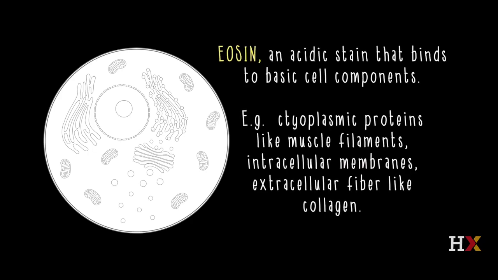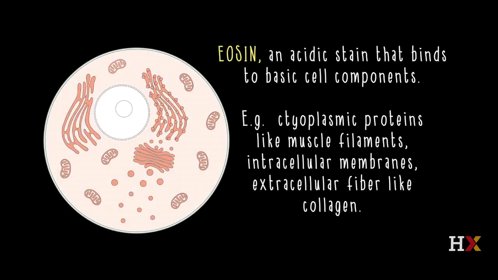Eosin is an acidic stain, and so that's going to bind to basic cell components. So cytoplasm, filaments, the plasma membrane, collagen fibers outside the cell, and so that will stain things orangey pink.